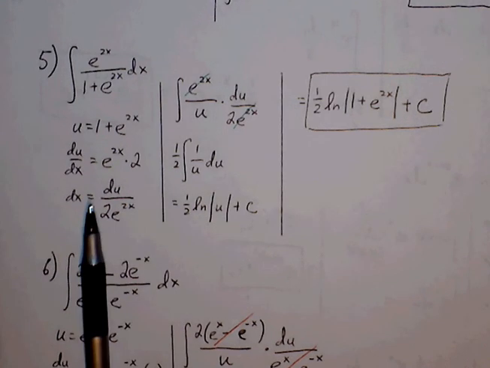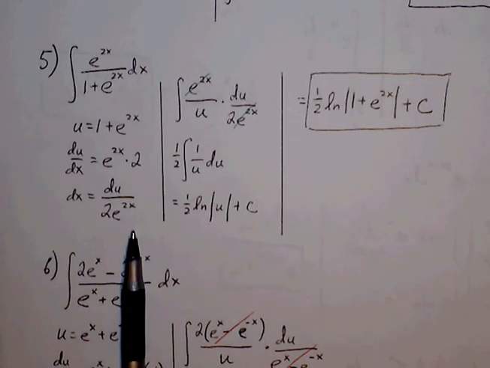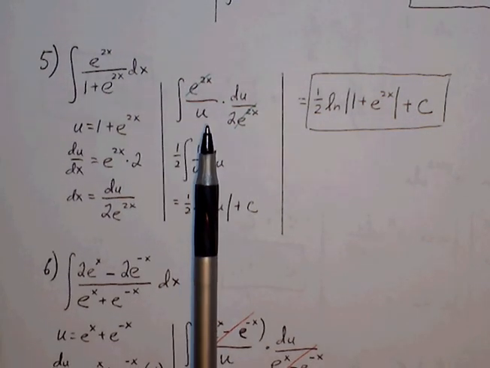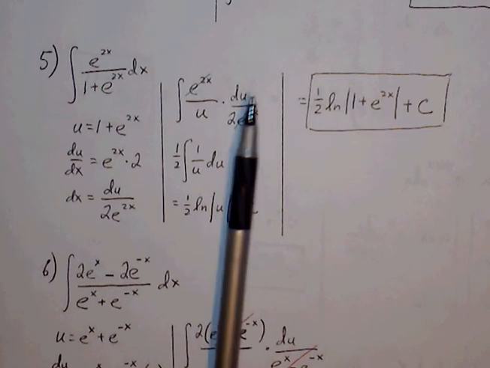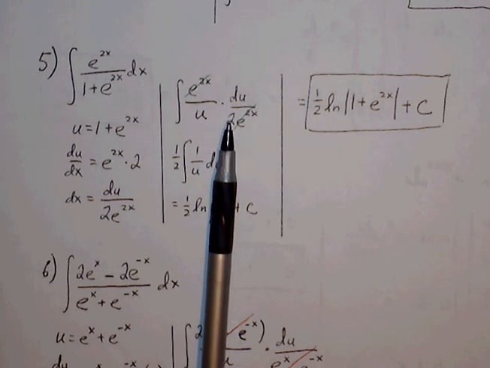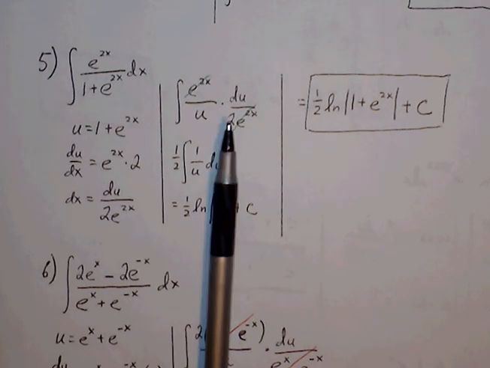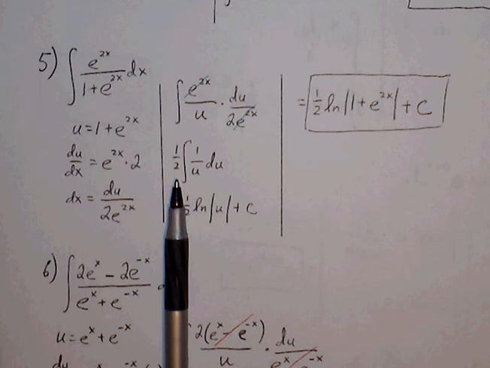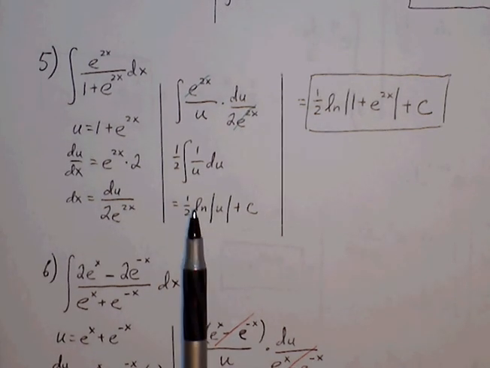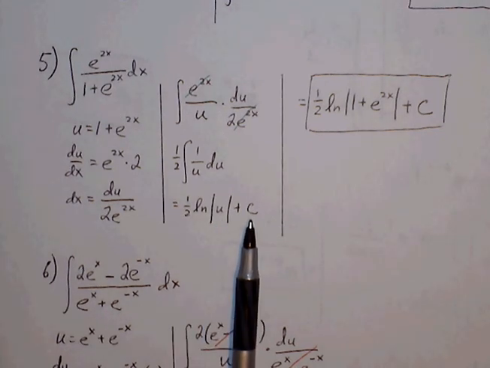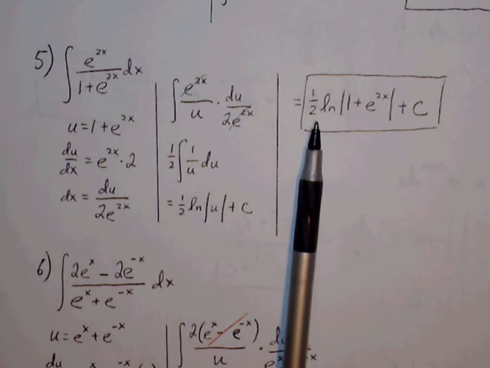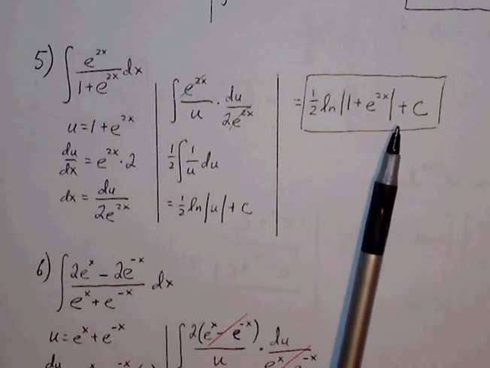We make our substitution. The e to the 2x stays. The denominator gets replaced with u. dx gets replaced with du over 2e to the 2x. The e to the 2x cancels out. The coefficient is 2 in the denominator. We pull that out as 1/2. 1/2 times the integral of 1 over u. We have a rule for 1 over u, which is the natural log of the absolute value of u plus c. And then replace u back in terms of x. So our final general antiderivative solution is 1/2 natural log of the absolute value of 1 plus e to the 2x.